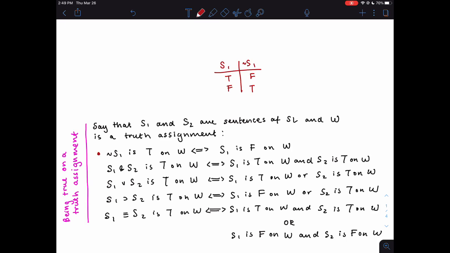Okay, so if not S1 is true on a truth assignment, so that's here, then it must be the case that S1 is false. And that's exactly what this first line is telling us, right? It's just pointing to the line on the truth table where not S1 is true and saying, what does that say about S1? Once again, all of these claims in what I've written down here are just things that we know from the truth tables of each of the logical connectives. Let's do one more just to be sure. So this next line says that S1 and S2 is true on a truth assignment if and only if S1 is true on the truth assignment and S2 is true on the truth assignment.